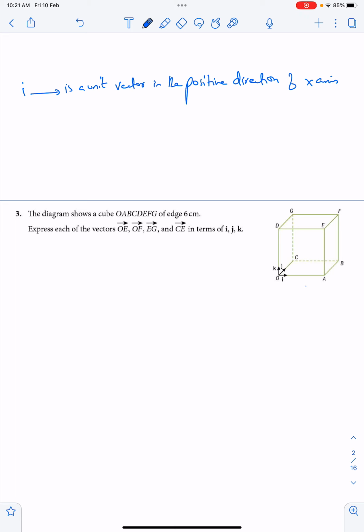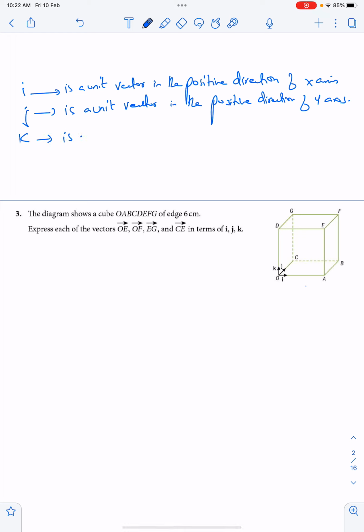Now j is a unit vector. It's a vector of magnitude 1 unit in the positive direction of the y-axis. Sorry, this is j. And k is a unit vector in the positive direction of the z-axis.